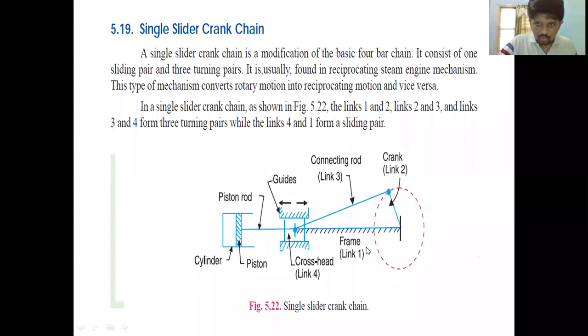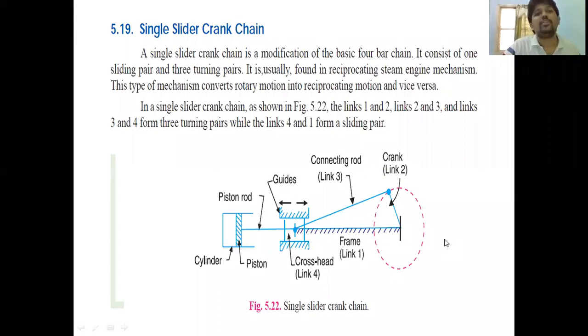Link 1 and 2 have a turning pair. The same way, link 2 and 3 also have a turning pair, and link 3 and 4 also have a turning pair. But link 4 and 1 have a sliding pair, because the piston or the crosshead link will slide. Remaining all will rotate, so they have turning pairs. But our piston and cylinder arrangement in link 4 will obviously slide. So it has a sliding pair there. This is our slider crank chain mechanism.